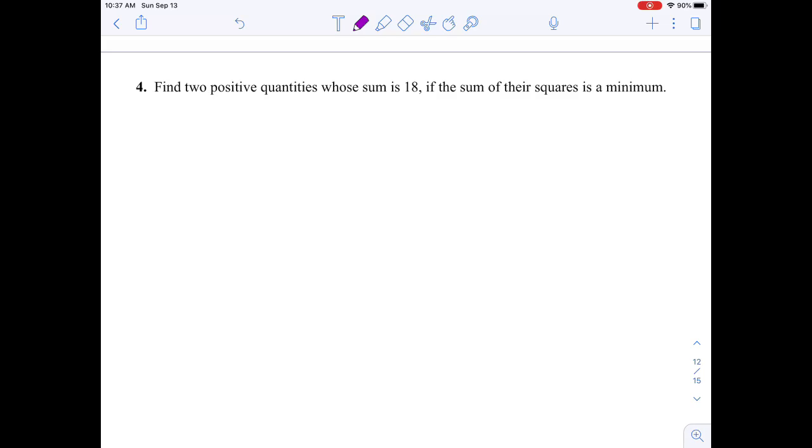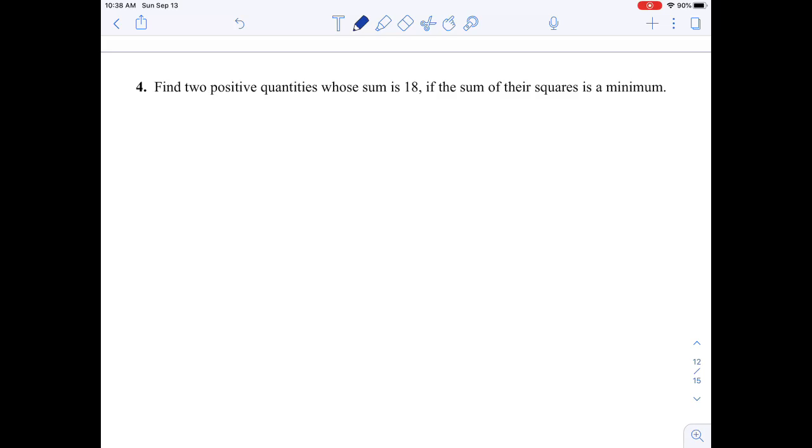So we're going to find two positive quantities whose sum is 18 if the sum of their squares is a minimum. You might have done something like this and remember it a bit from grade 10, depending on how far you got with things in grade 10. But if you haven't, let's just go through how we could tackle this.